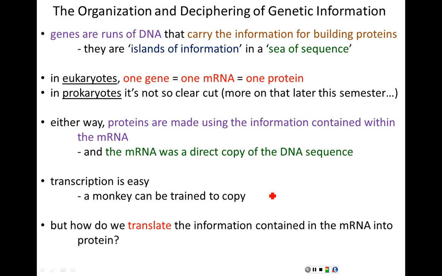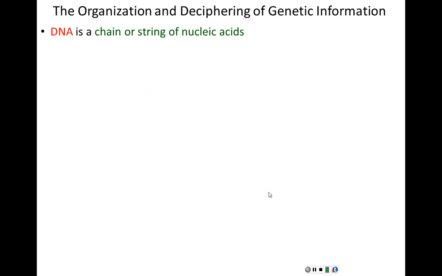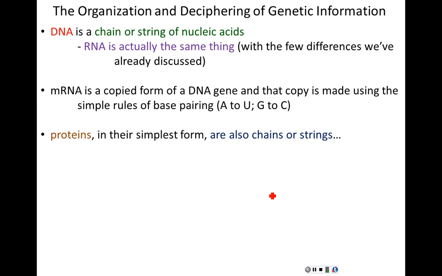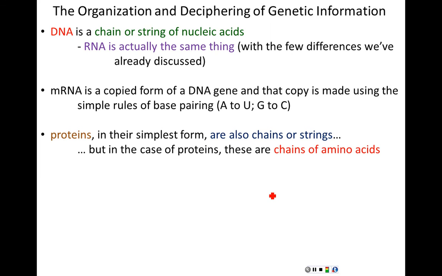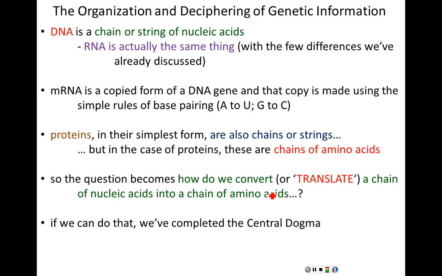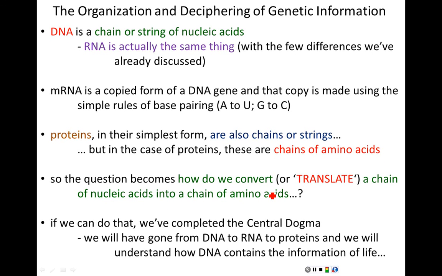How do we translate that language of nucleotides into protein? So DNA is chains of nucleic acids. RNA is chains of nucleic acids. Messenger RNAs are copied chains of nucleic acids from the DNA, still following those rules of base pairing. But proteins in their simplest form are chains or strings of amino acids. So how do we do that conversion? How do we translate a chain of nucleotides into a chain of amino acids? If we can do that, we will have completed the central dogma and completed the flow of information. If we can't, then we stop before the proteins are built, and we've done it all for nothing.